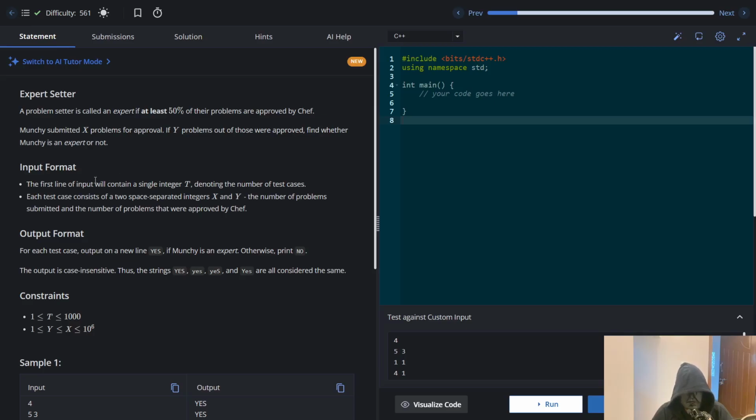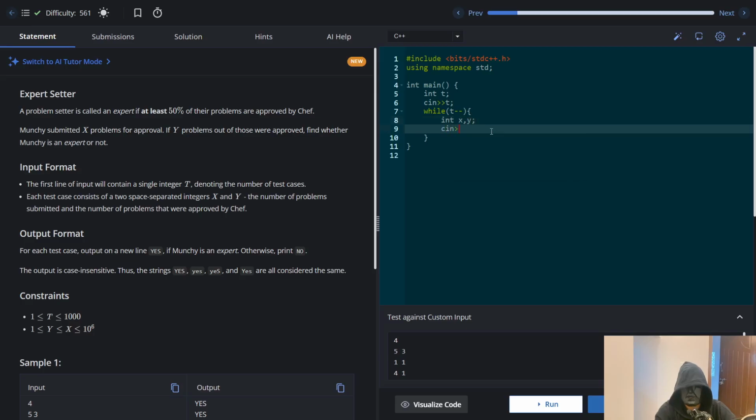They have given that the first line of input will contain a single integer t denoting the number of test cases. So let us take here int t, and while t minus minus. This will take care of all the test cases. Each test case contains two space separated integers x and y, the number of problems submitted and the number of problems that were approved by chef. So here two integers will be there, x comma y. We'll take x and y as input.